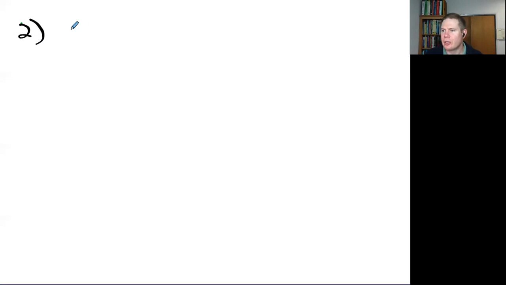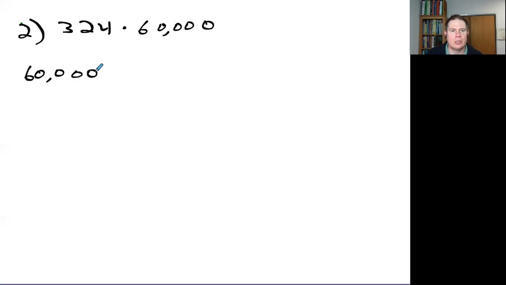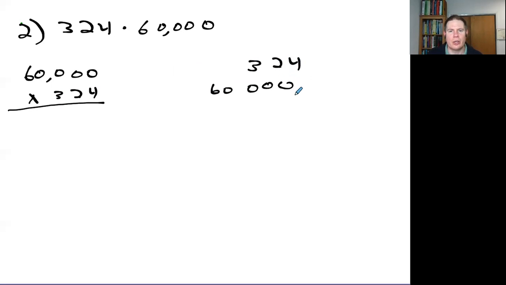So let's try 324 times 60,000. 60,000 is a big number. So let's get into here. 60,000 now has 5 digits compared to the 3 of 324. Or I could put the 324 up top and 60,000 on the bottom. Right?